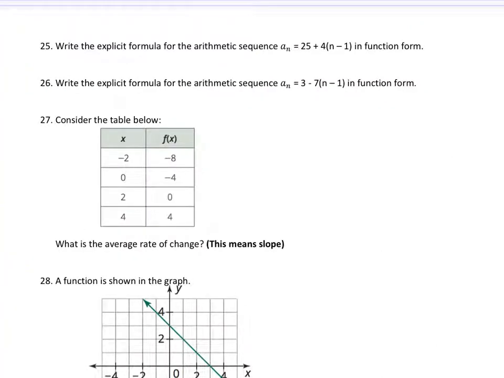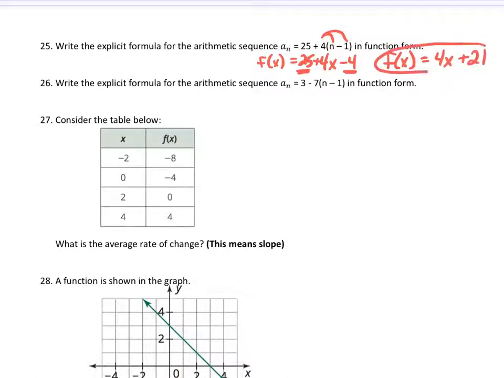Number 25, write the explicit formula for the arithmetic sequence in function form. Now remember, this is 2 steps. So step number 1 is the distributive property. So I'm going to bring 25 down. 4 times n is a positive 4n or 4x. 4 times negative 1 is a negative 4. And from here, we always combine like terms. And I see like terms in positive 25 and negative 4. So I bring my 4x down, and 25 minus 4 is a positive 21. So this is my function form equation.